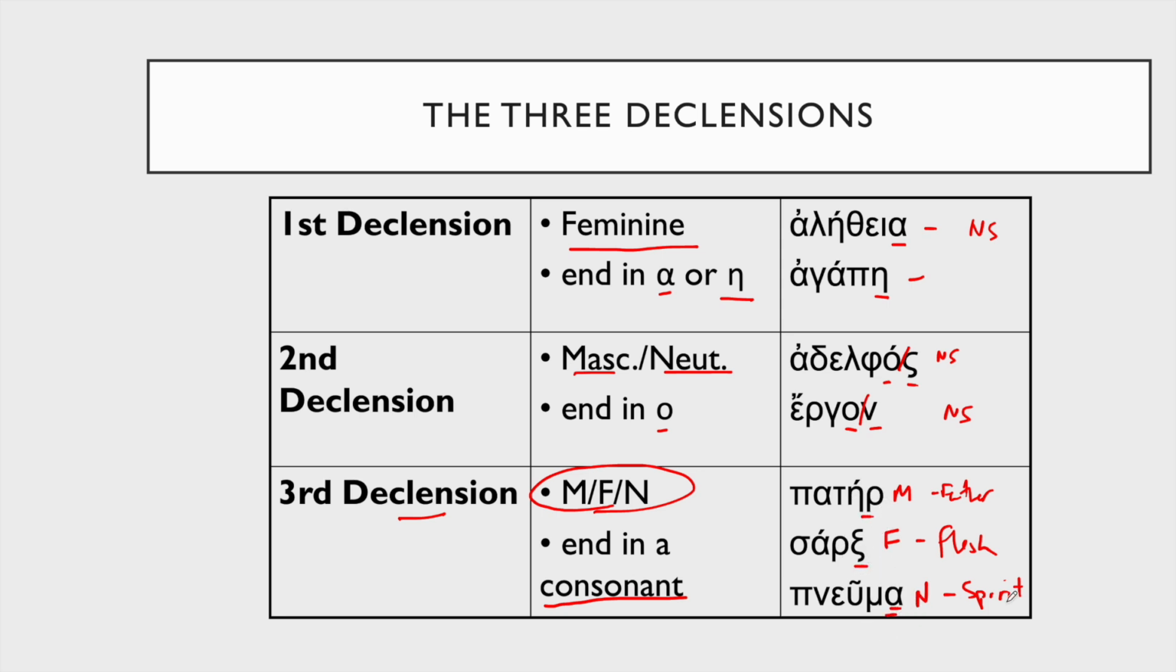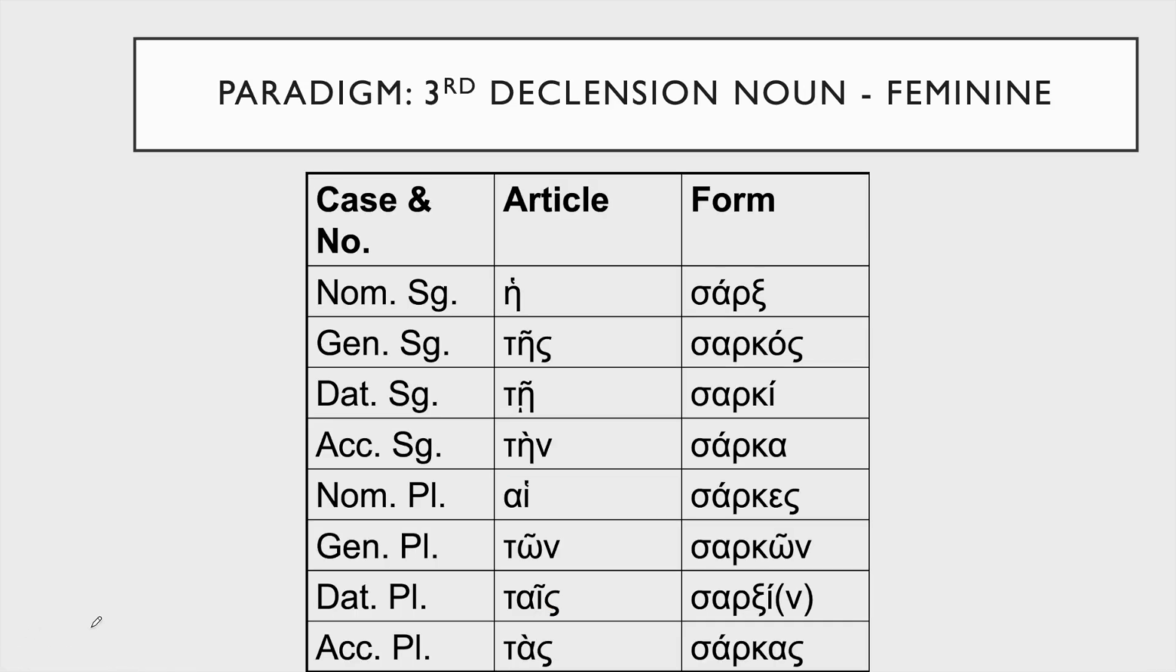What about this? Well, we'll get to that. This is not its true stem. We'll see that a little later on in the lecture. So just kind of hang on with that. This is the paradigm for a third declension feminine noun. And this happens to be sarx, and it means flesh.